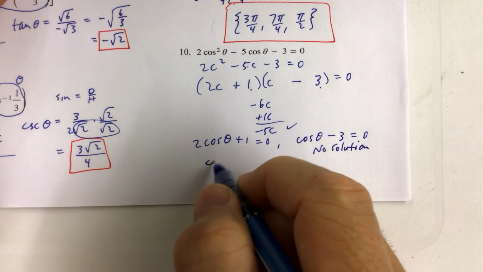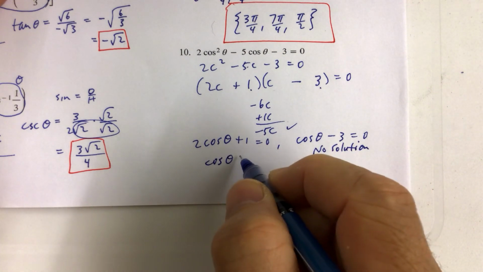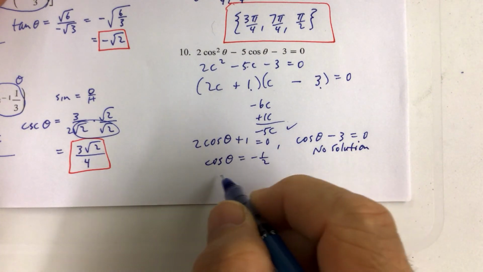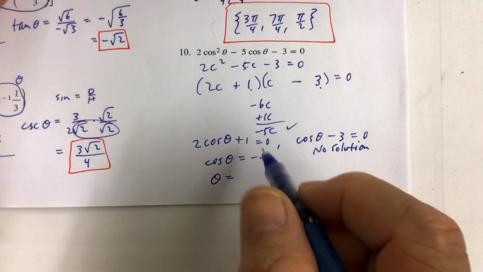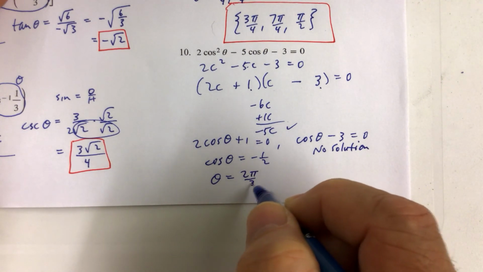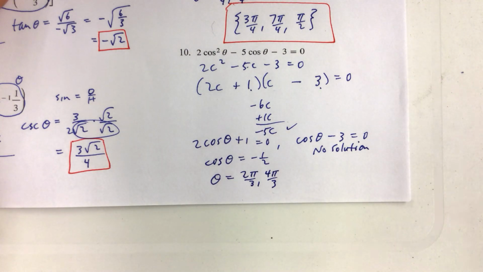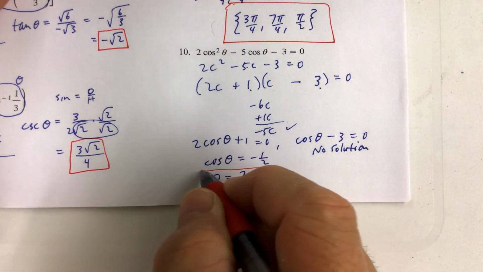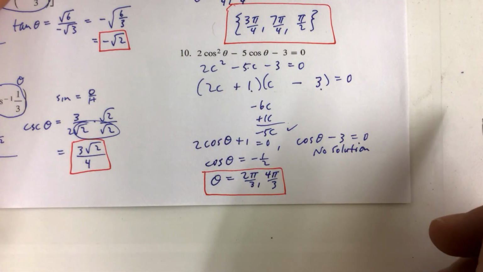And then over here, if you subtract 1 and divide by 2, you get cosine of theta is equal to -1/2. And therefore, theta has to be, again, second quadrant, cosine of theta is -1/2 at 2 pi over 3, as well as 4 pi over 3. So you have two solutions to the equation here, number 10. And that's it.